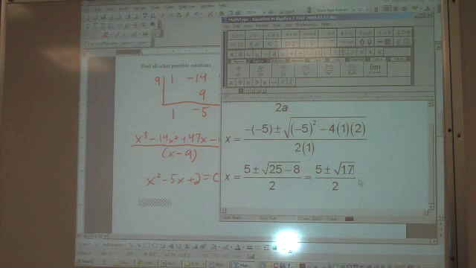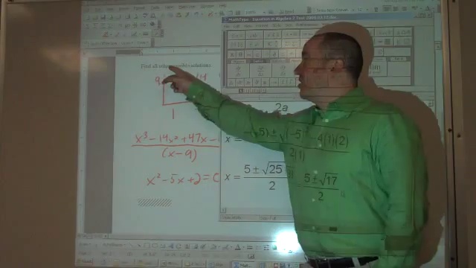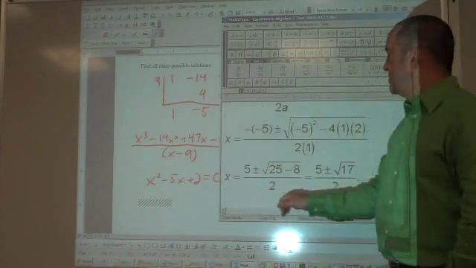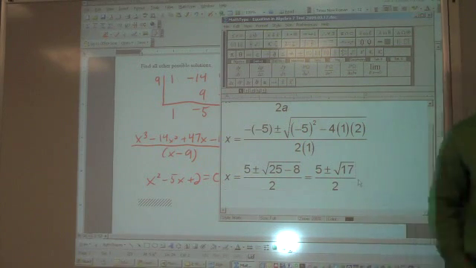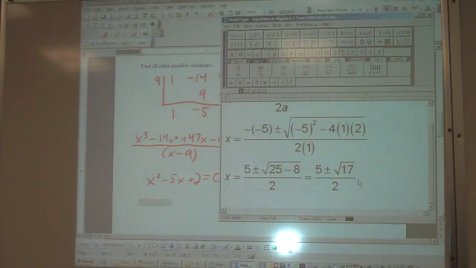Now, incidentally, if we had gotten a negative number under here, we would have had to use i because it says find all other possible solutions. What if it had said find all real solutions or find all x-intercepts and we had had a negative number under here? You'd just leave it. You'd be like, done. Finished.